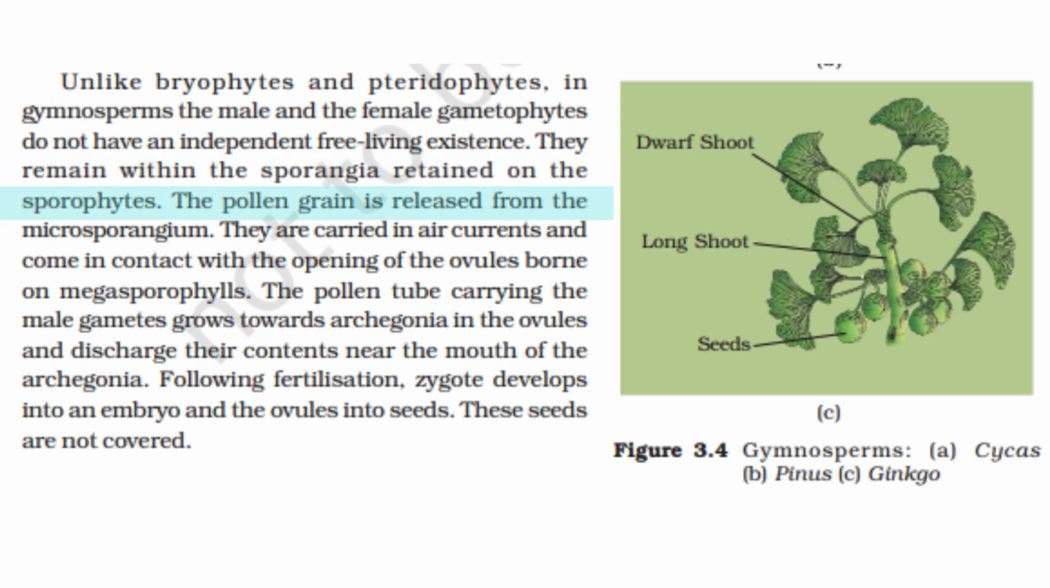The pollen grains are released from the microsporangium. They are carried in air currents and come in contact with the opening of the ovules borne on megasporophylls. The pollen tube carrying the male gametes grows towards archegonia in the ovules and discharges their contents near the mouth of the archegonia. Following fertilization, the zygote develops into an embryo and the ovules into seeds. These seeds are not covered.